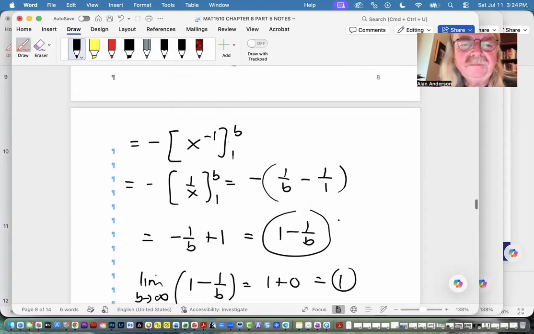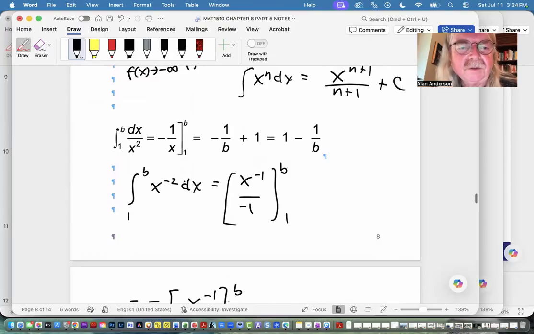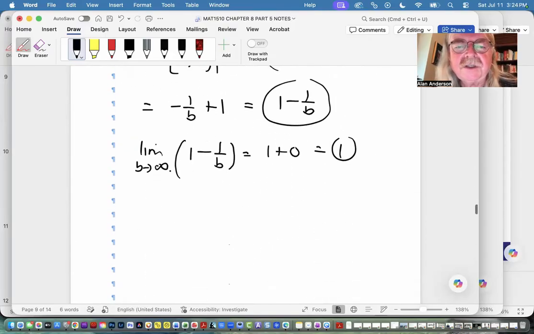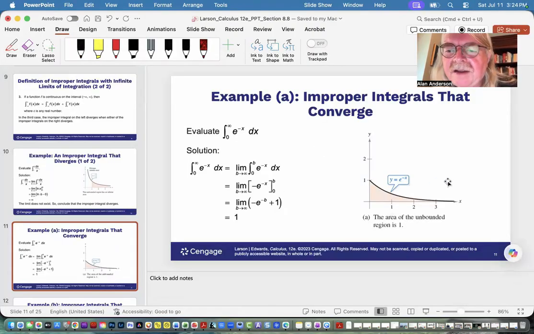So in other words, this integral has a solution of 1. Okay. Now the graph shows you what just happened. If we start at 0 and we go all the way out to infinity, what they're telling us is that the area under this curve is exactly equal to 1.